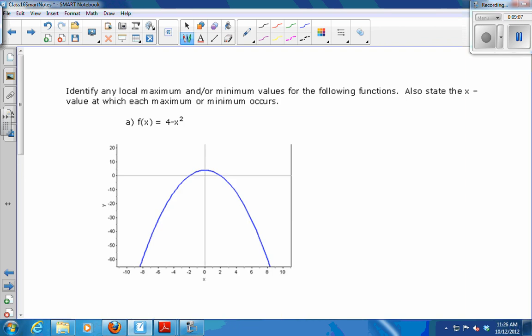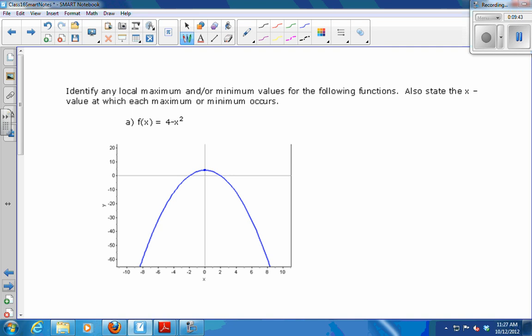So for example, here's a function, 4 minus x squared. I want to identify any local maximum and or minimum values, and also state the x value at which each one occurs. Okay, so what is my maximum value for this function? It's hard to tell by looking at the graph, but can you tell from the formula? Looks like the y-intercept, right? And you get y-intercepts by making x 0, so it's at 4.